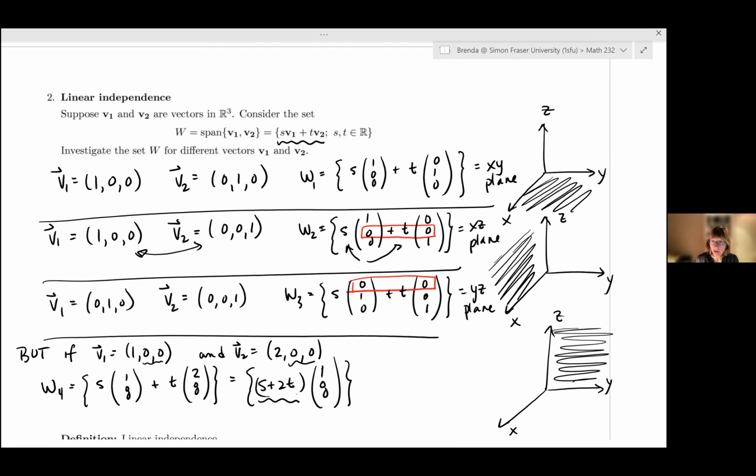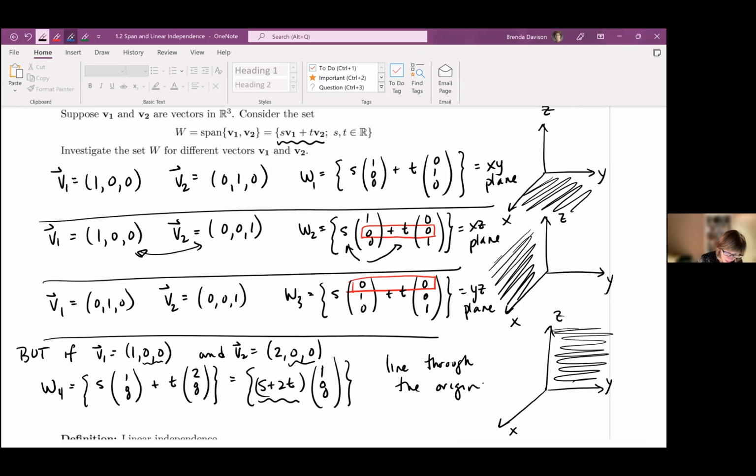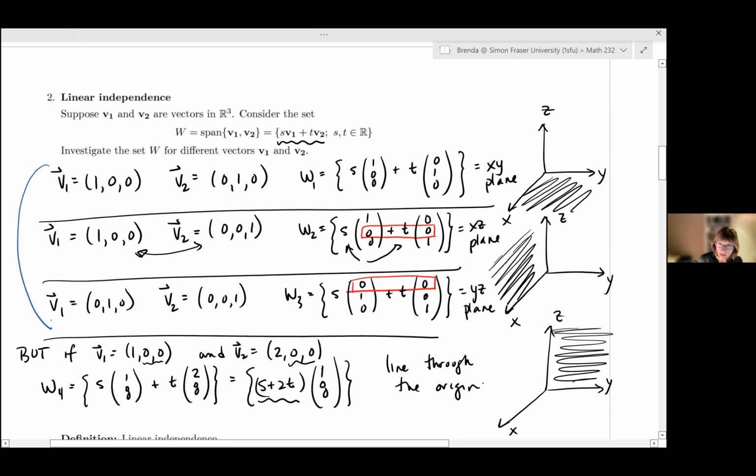Now I have a geometric object in R3, which has 1 degree of freedom. This is a line through the origin. So the thing to notice here, what we're getting at in this example, is that in these 3 cases, we had 2 vectors, and always the span was a 2-dimensional object. In this case, we had 2 vectors, but the span was a 1-dimensional object. And that is because I can establish a dependence of this vector on this guy. They are what we call linearly dependent.